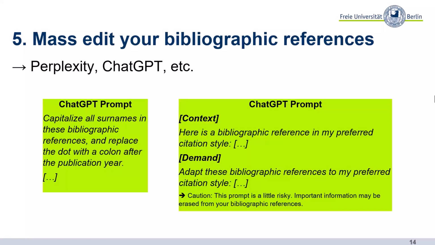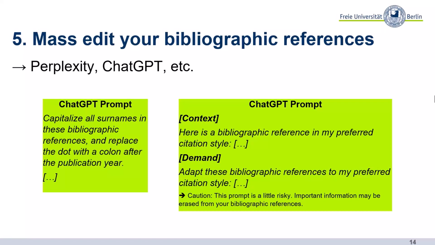Another prompt you could use, but which is much riskier, is this here. Here's a bibliographic reference in my preferred citation style. And then adapt the following bibliographic references to my preferred citation style. And this prompt is a little risky because, in my experience, sometimes important information will be just erased from your references. So this is going to get better with time, but for now, be very cautious with this.